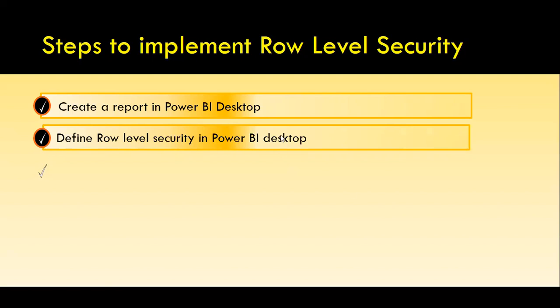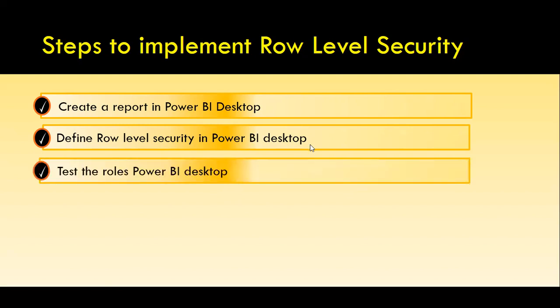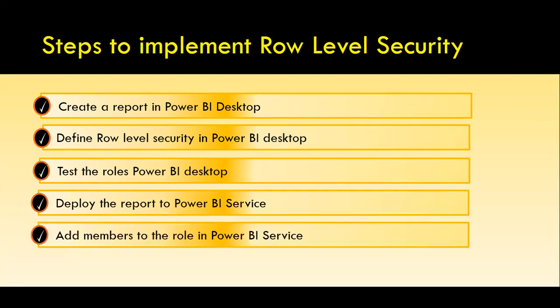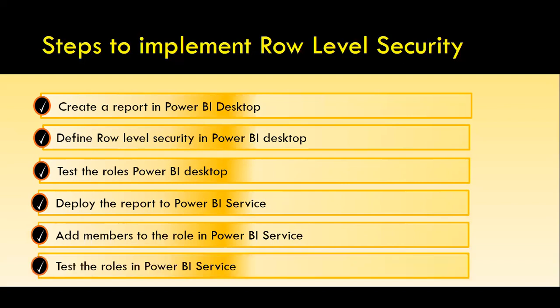The second step is, my report is ready, now we need to define the row level security in Power BI Desktop. The third step is to test the roles within Power BI Desktop. If the roles are behaving correctly, the next step is to deploy the report to the Power BI cloud service. Then you add members to the role, or assign the role to the members in Power BI service, and test the roles in Power BI service as well. These are the steps involved.